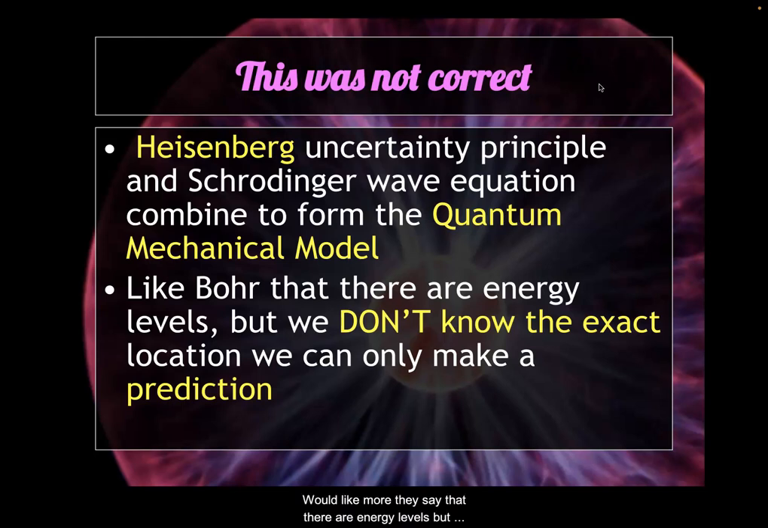With like Bohr, they say that there are energy levels, but they say that in doing this, we can't know the exact location of where an electron is. We can only kind of make a prediction about it. It's not perfect orbits, but it is generally an area that there can be located an electron in a certain spot.